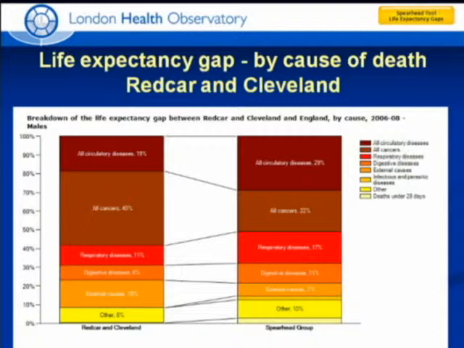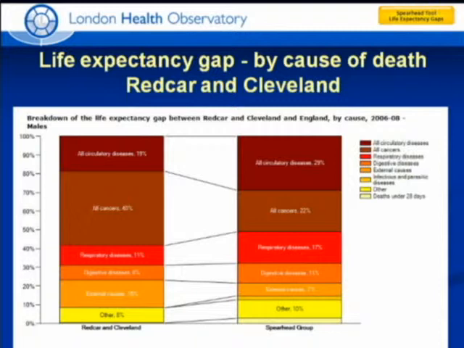So you can see for Redcar and Cleveland, cancers, this is males, cancers contributes to 40% of the gap. And this chart compares that with the Spearhead group as a whole for males. So for the Spearhead group as a whole, cancers is only contributing 22% of the gap. And you do get quite significant differences in different areas in these charts.